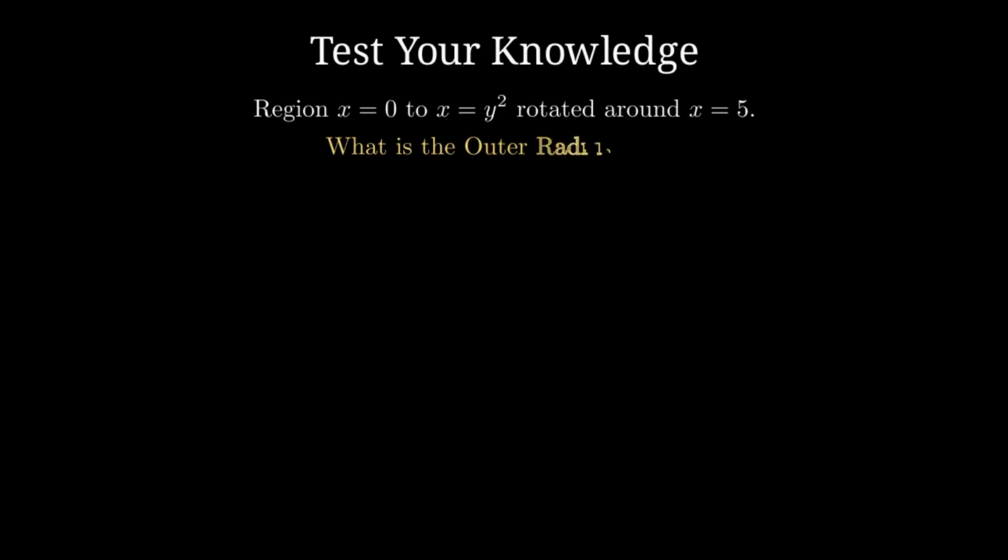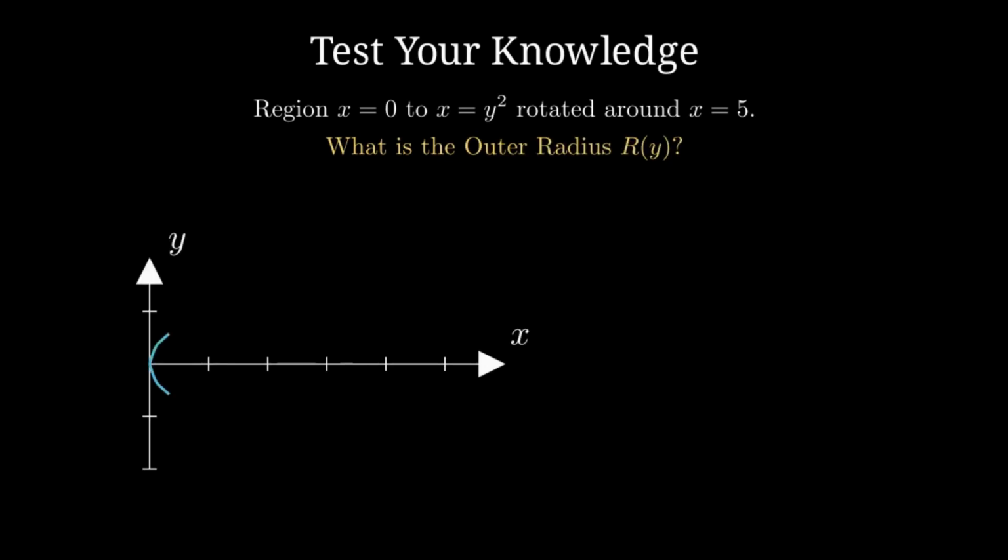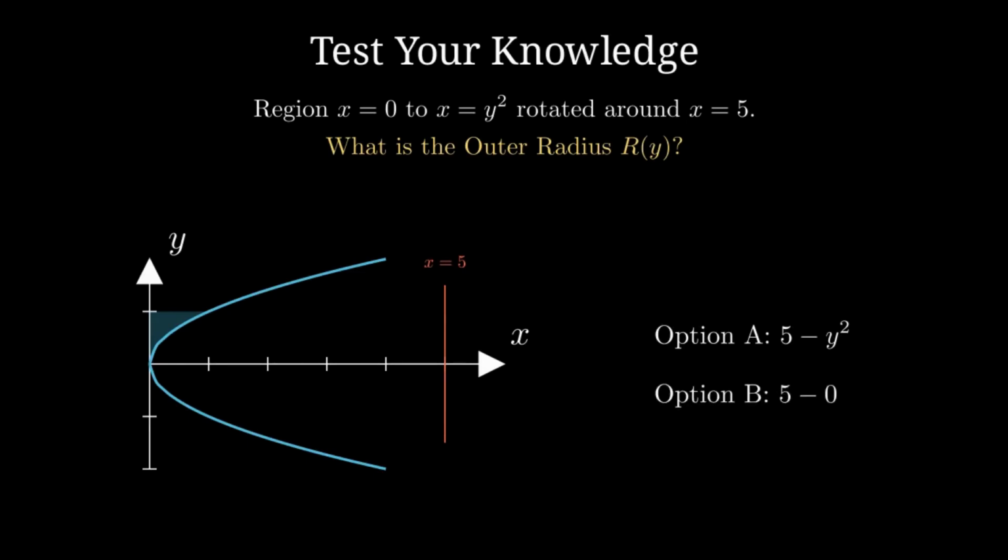Here is a quick check. If we rotate the region between x equals 0 and x equals y squared around the axis x equals 5, which function represents the outer radius? Think about which curve is further from the line x equals 5. The answer is 5 minus 0, or simply 5, because the y-axis is further from the axis of rotation than the parabola is.